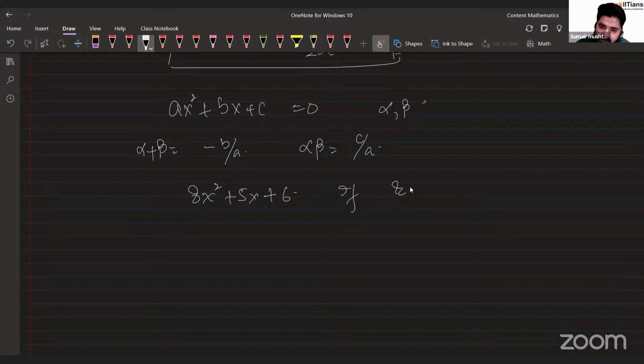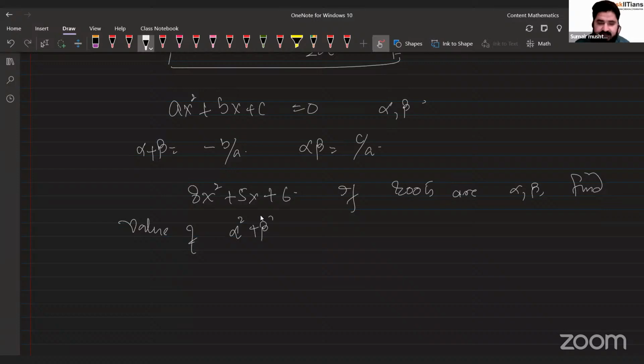If roots are alpha comma beta, find the value of alpha square plus beta square. Listen, guys, what I can do, I can put it in the simplest form. I can put it in the form of the sum of the roots. See, what's here? Alpha plus beta, sum of the roots. That is equal to negative b by a. That's equal to negative 5 upon 8.